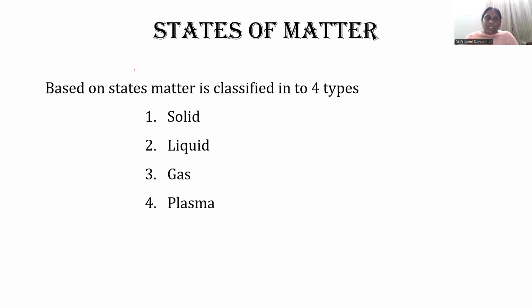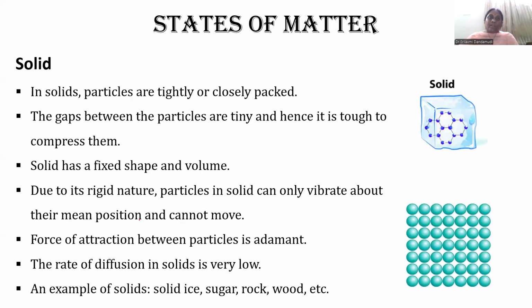Based on the states of matter, matter is divided into four classifications: solid, liquid, gas, and plasma. Generally, we study only three states, solid, liquid, and gas. Plasma is the newest one. First we will discuss the characteristic features of solids.